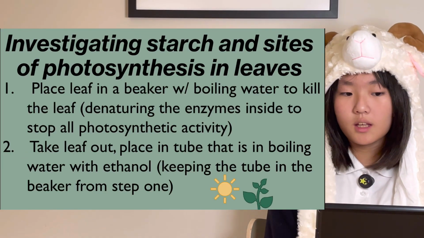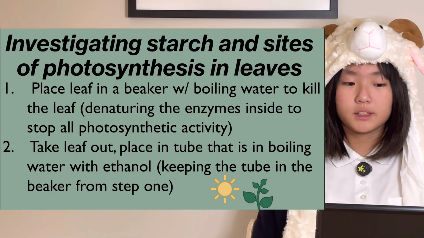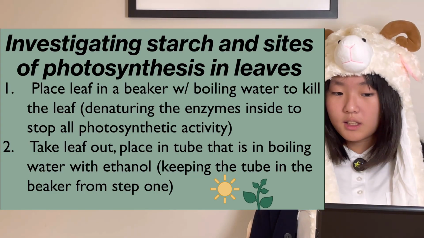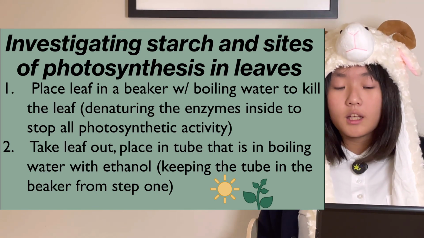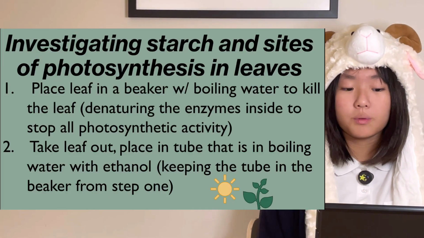Investigating starch and sites of photosynthesis in leaves. Place a leaf in a beaker with boiling water to kill the leaf, denaturing the enzymes inside to stop all photosynthetic activity. Then take the leaf out, place in a tube that is in boiling water with ethanol, keeping the tube in the beaker from step 1.